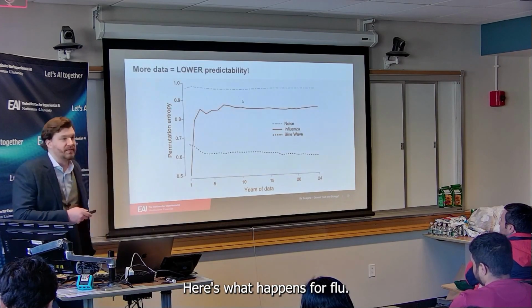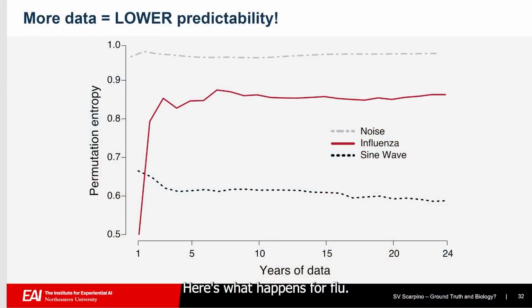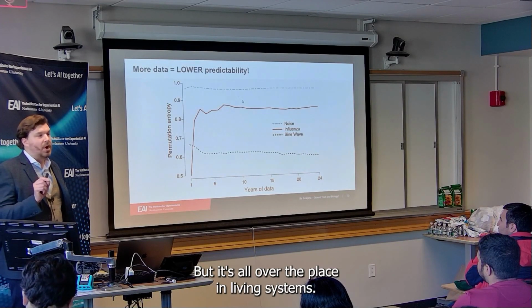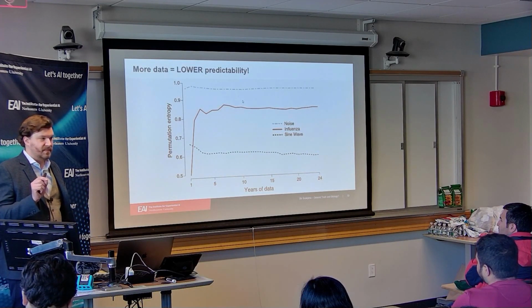Here's what happens for flu. The entropy is initially quite low. It shoots up, and then it appears to stabilize at some value that's effectively white noise. I have yet to find, we did find one, but I have yet to find a model that you write down on a piece of paper that generates this kind of behavior. But it's all over the place in living systems.